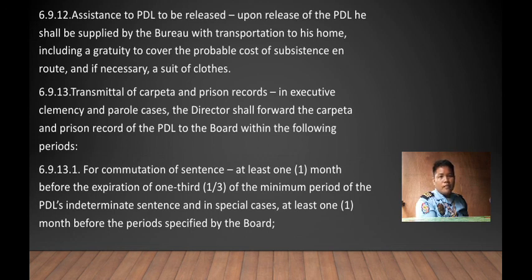The director shall forward the carpeta and prison record of the PDL to the board within the following period. For commutation of sentence, at least 1 month before the expiration of 1/3 of the minimum period of the PDL's indeterminate sentence, and in special cases at least 1 month before the period specified by the board. So we go on to the next.